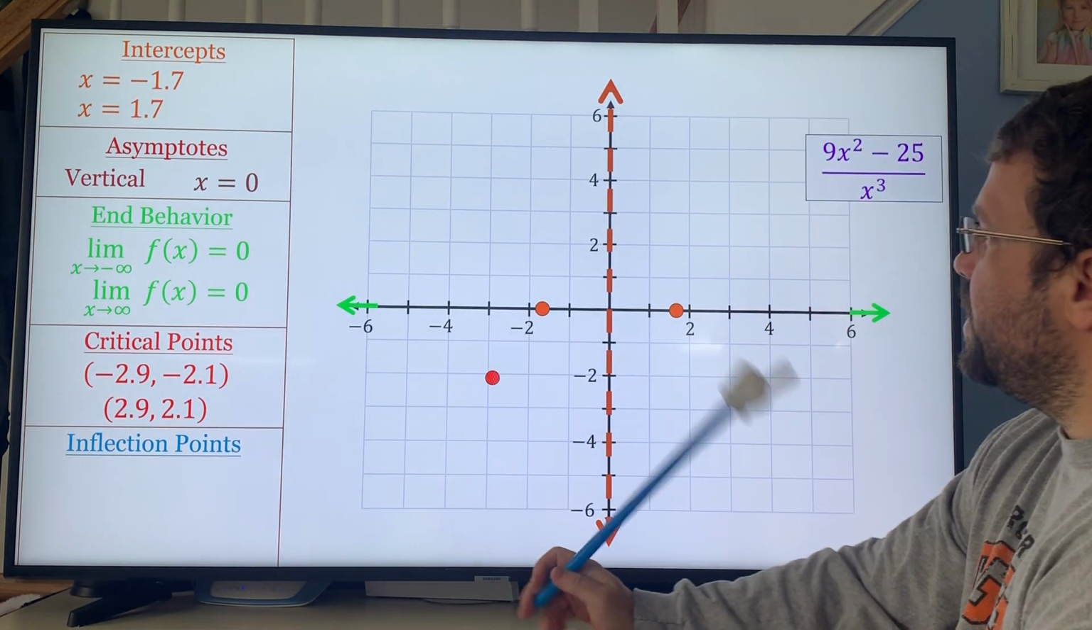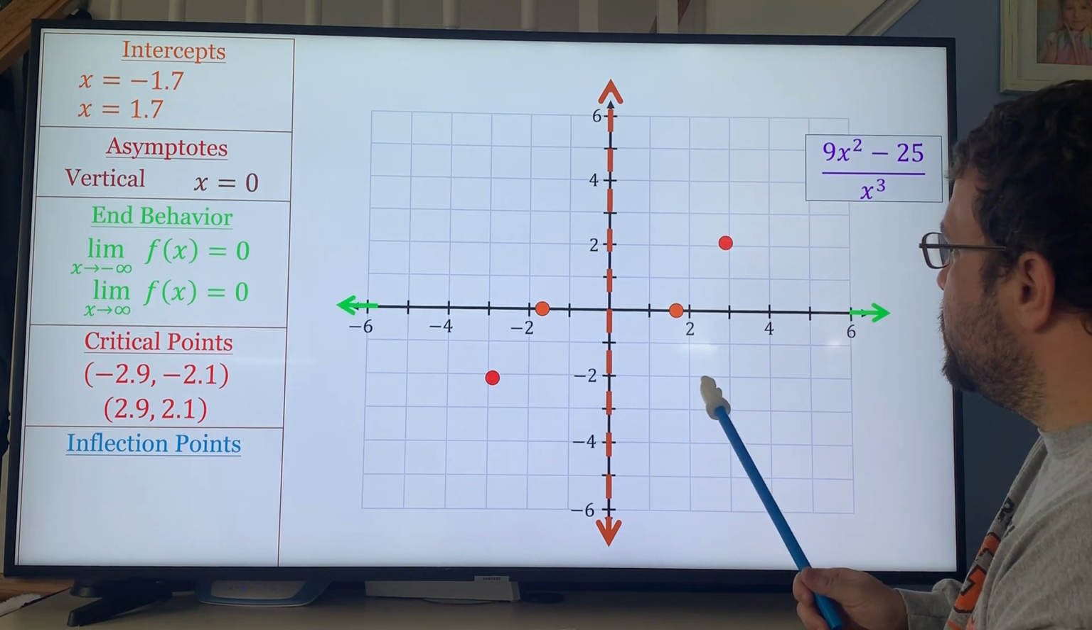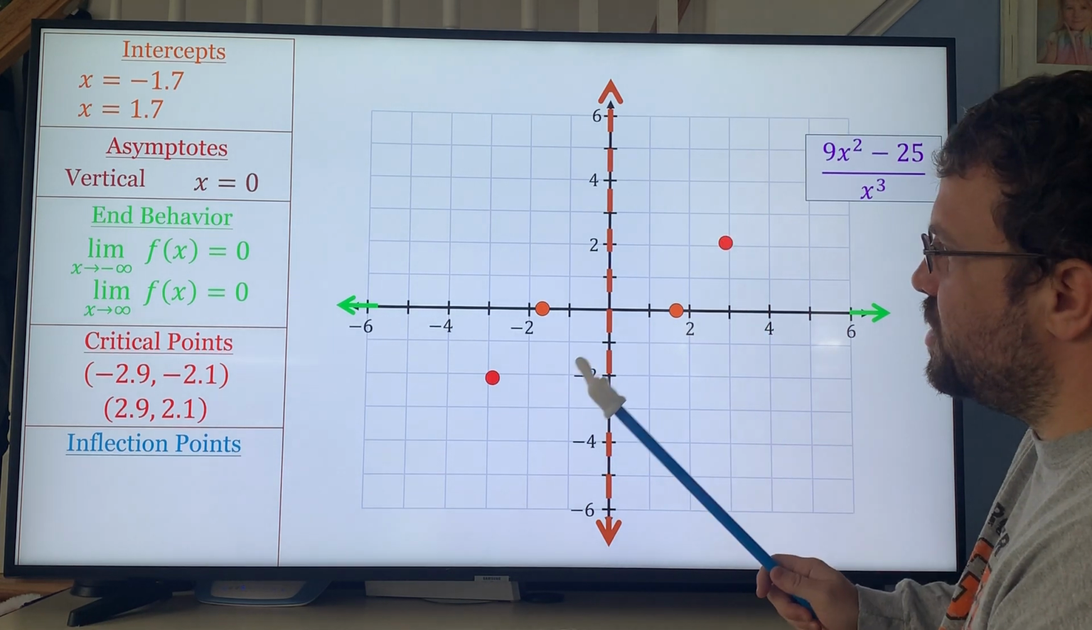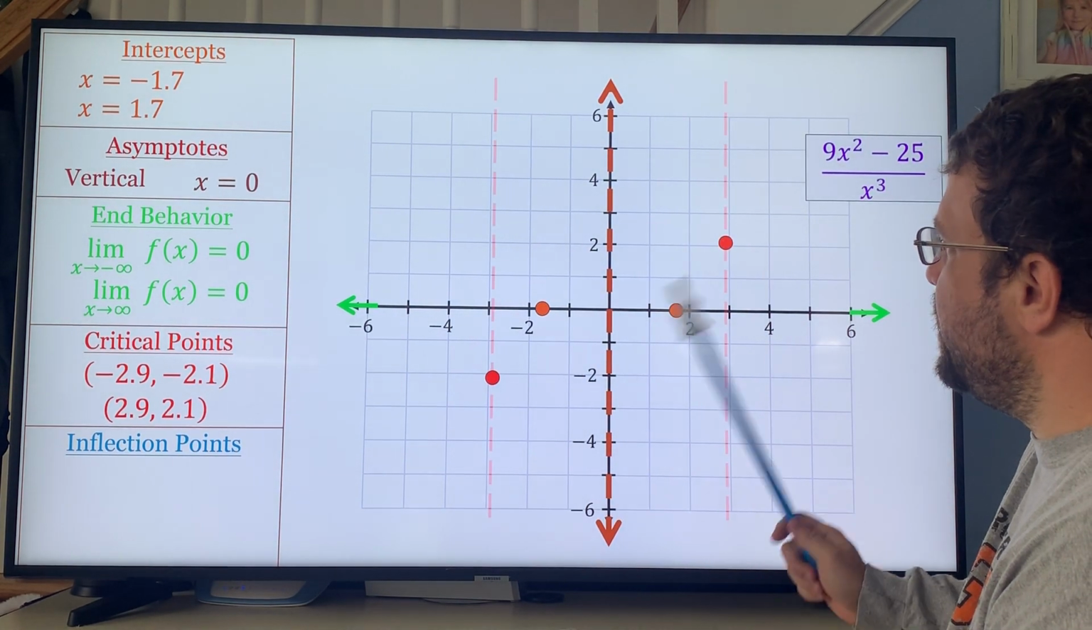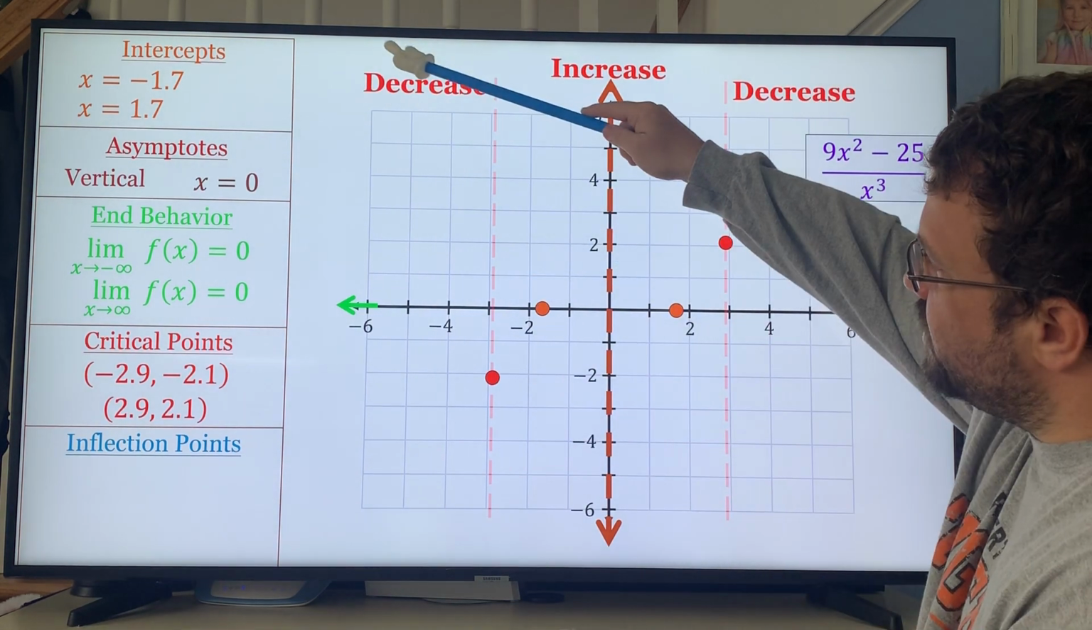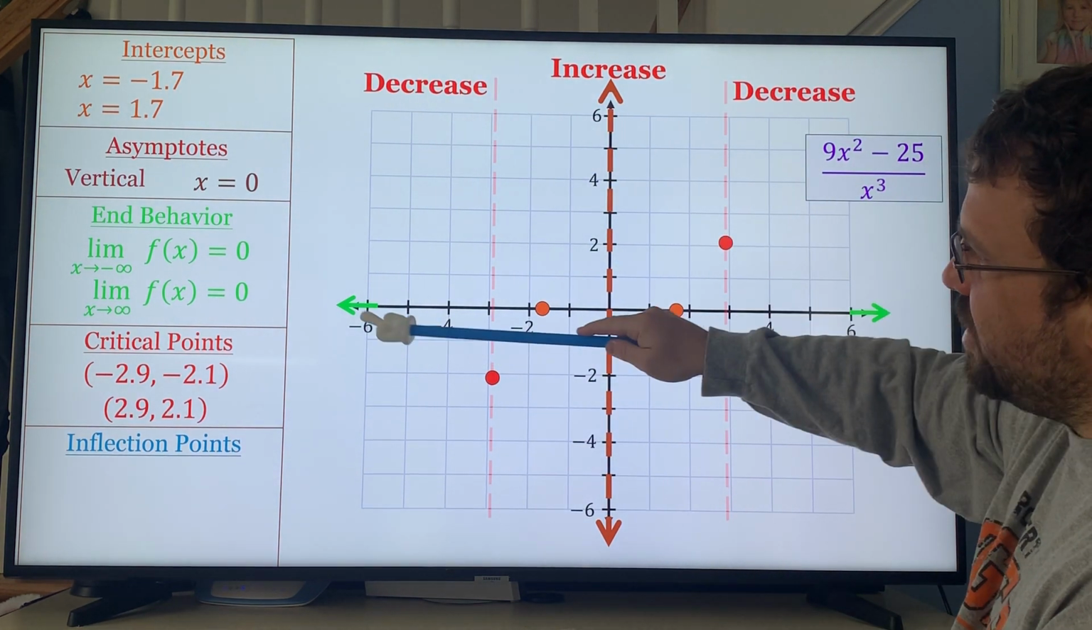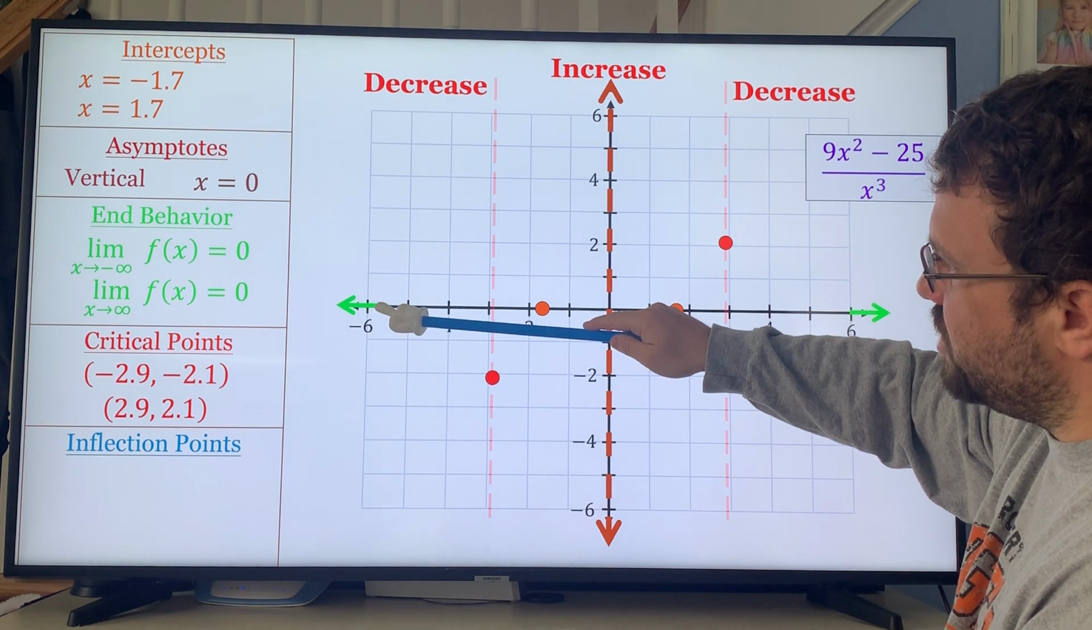Critical points, negative 2.9, negative 2.1, 2.9, positive 2.1. So let's see. Between these points, what happens is the graph is going to decrease. Oh, wait. This is an asymptote, so it can't really cross here.